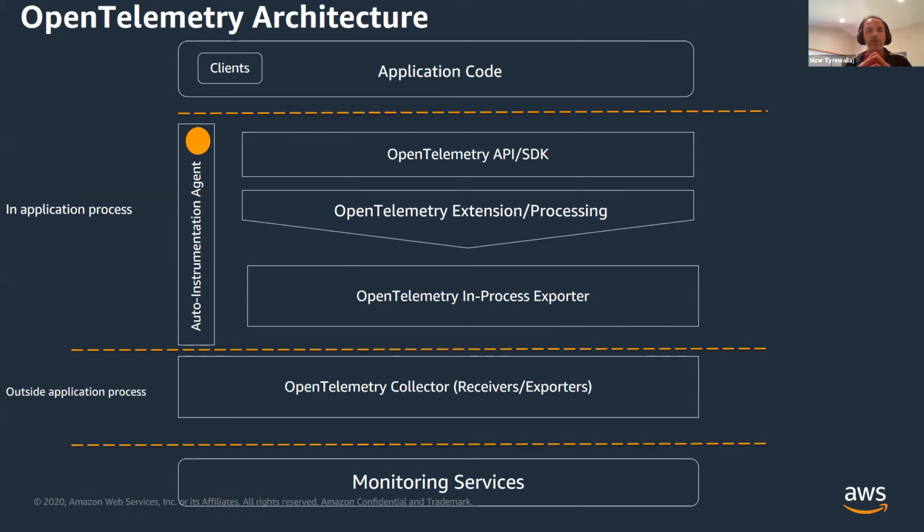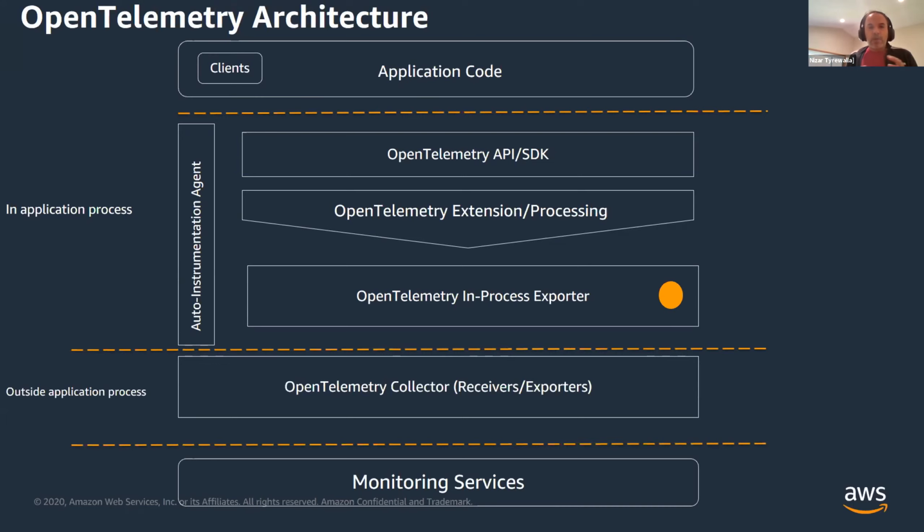OpenTelemetry provides two different sets of components, right? One is in-process components and one is out-of-process components. In-process components are the components that run within your application process. So these are the auto instrumentation agent that runs on the same host or same container as the application process. It also provides a set of APIs and SDKs that can be extended. And then the question is, how do you collect? The APIs and SDKs help to collect the traces, metrics, and logs, and then you want to send them to the monitoring backend, such as CloudWatch or Sumo Logic or any other partner.